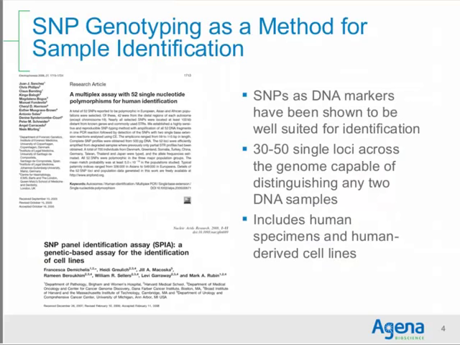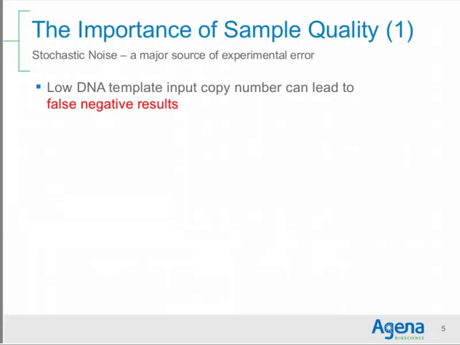So several years ago, the SNPs for ID consortium showed that SNPs could be used as a method of sample identification, and that generally anywhere from 30 to 50 high minor allele frequency SNPs is sufficient to identify any 2 DNA samples, whether they be human specimens or human-derived cell lines. So SNPs are a well-accepted method of identity characterization.